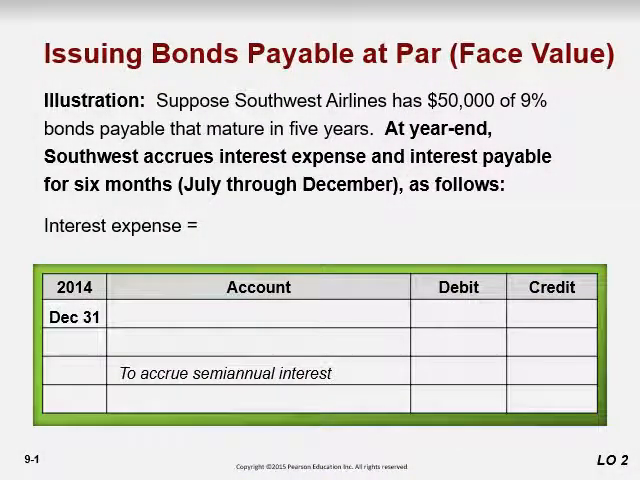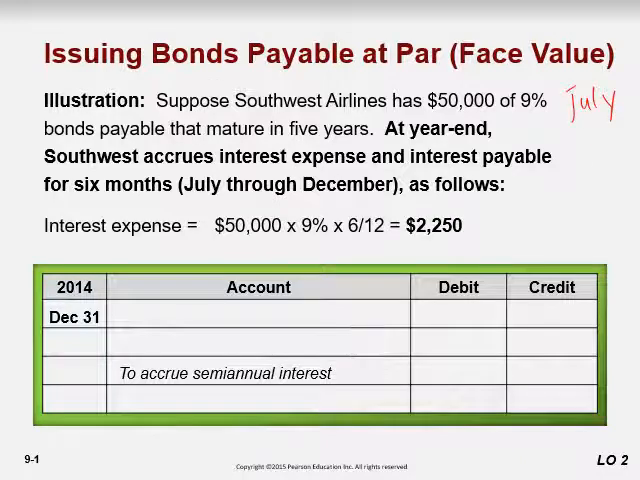So at the year end, Southwest accrues interest expense and interest payable for 6 months, July to December, right? So the previous slide example would be for July. In our previous example, we saw that the payments are in July and January 1st.